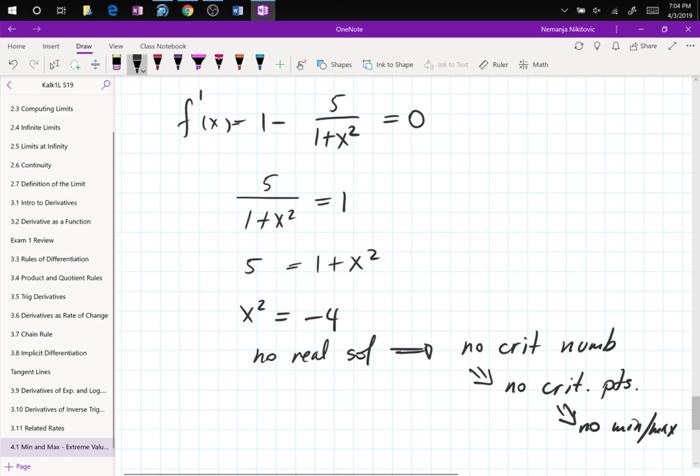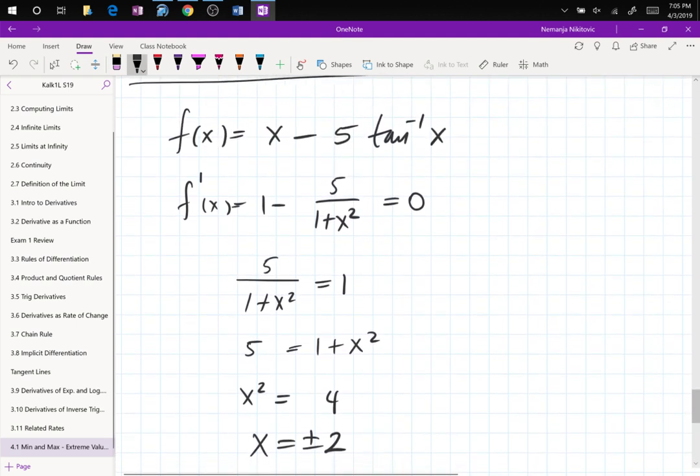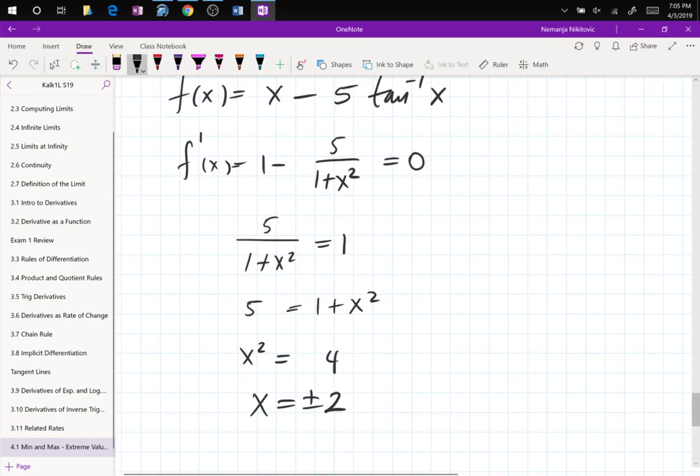It's just a train of thought. I don't understand why multiply by negative 1 though. What do you mean multiply by negative 1? How did you get negative 4? Shouldn't it be 4? It would be x squared is equal to 4, right? I was just testing you. All right, good. So x equals plus minus 2. Good. So those are your critical numbers.